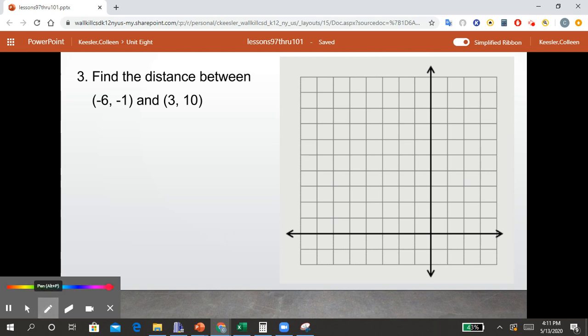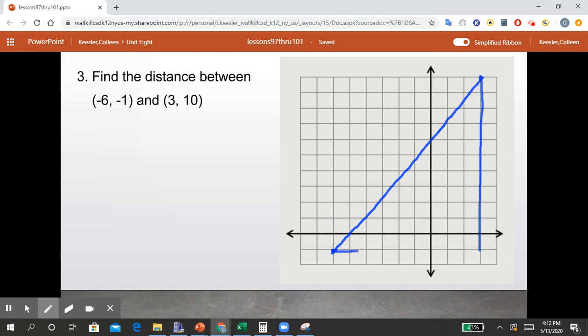Number 3. So again, we first start by graphing those points. So we have -6, -1 means we go left 6 and down 1. And then 3, 10 means we go right 3 and up 10. Way up there. Then we connect those 2 points as straight as possible as they serve as our hypotenuse. We drop a vertical line down and a horizontal line over, forming a perfect right angle in that corner.